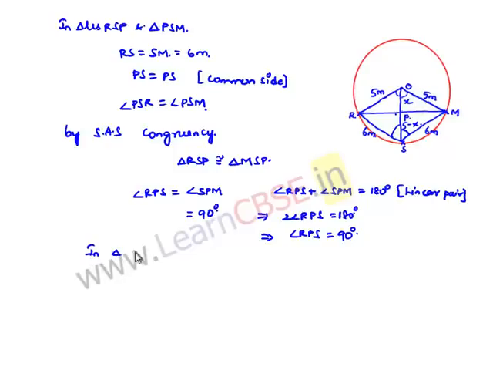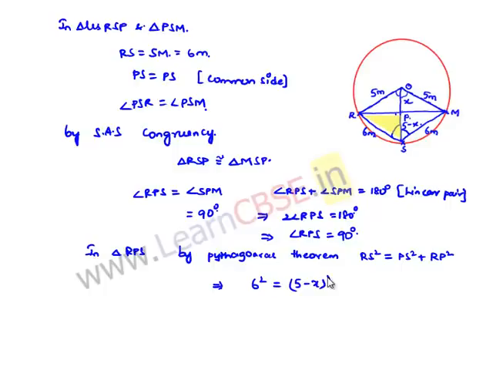Now let us consider the right triangle RPS. By applying Pythagoras theorem we get hypotenuse square, that is RS square, is equal to one side square, that is PS square, plus the other side RP square. That implies RS square is 6 square, which is equal to PS square, that is 5 minus x whole square, plus RP square. Let it remain as it is. That implies RP square is equal to 6 square minus 5 minus x whole square. Let it be equation number 2.